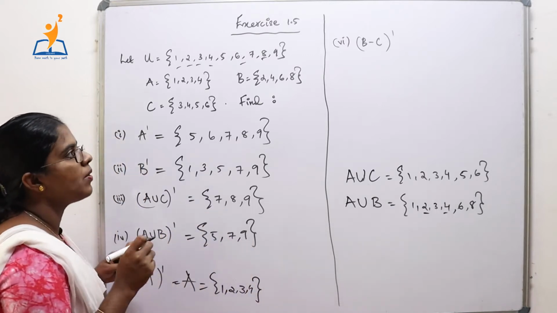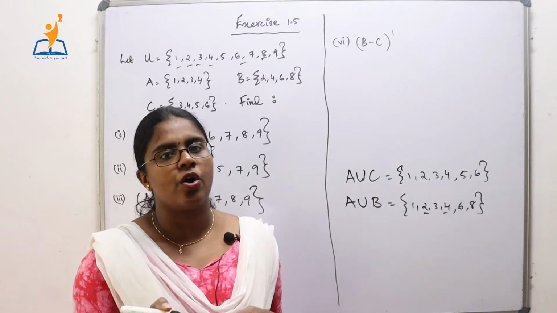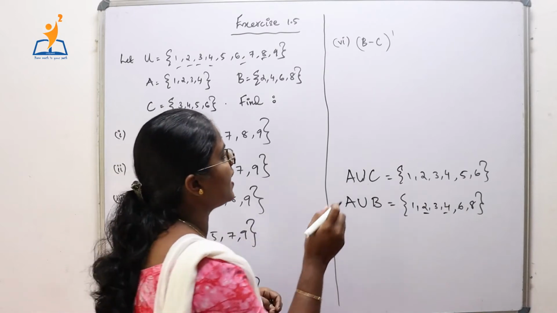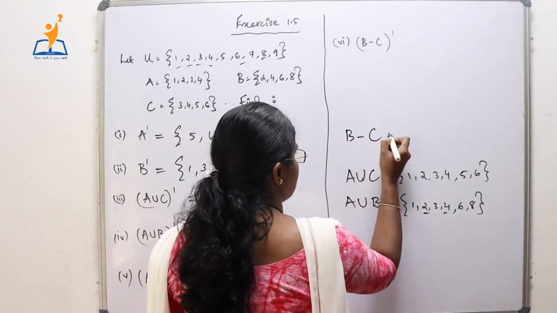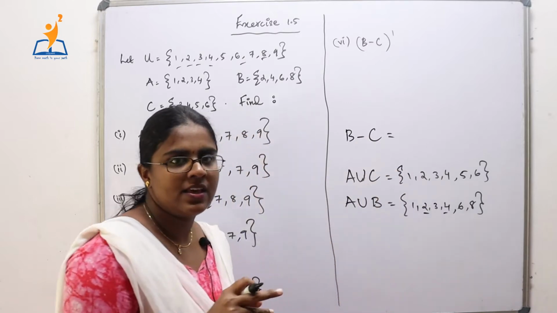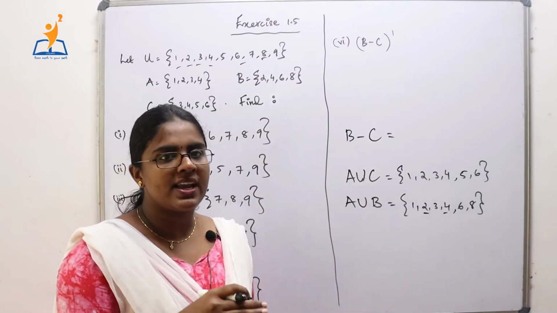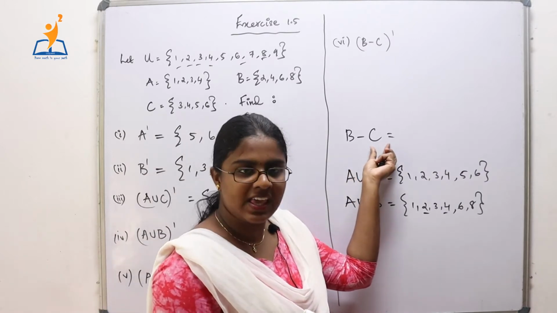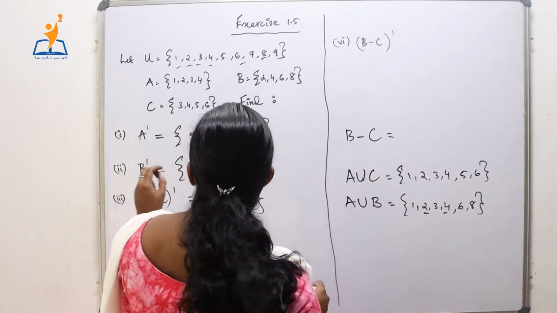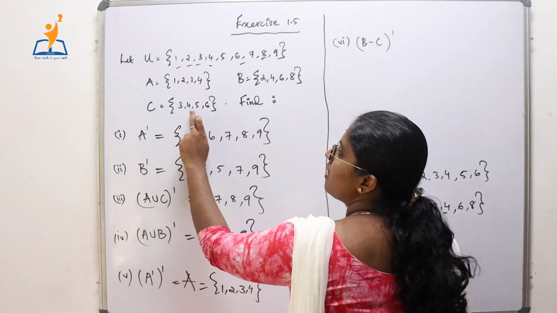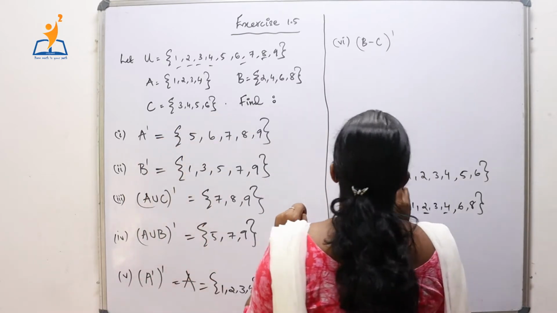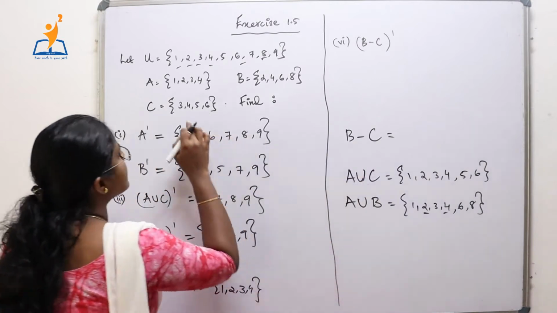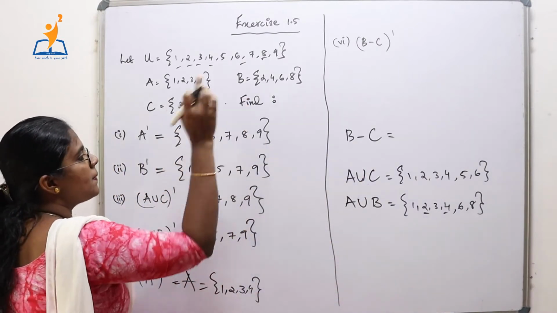Now we want to find (B minus C) the whole complement. For that we first want to find B minus C. How will we find B minus C? In order to find B minus C, we want to eliminate the elements of C from B. What all are there in C? We have 3, 4, 5 and 6 in C. So we want to eliminate these 3, 4, 5 and 6 from B.